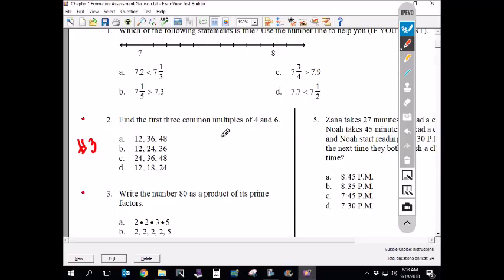It says find the first 3 common multiples of 4 and 6. Now, you could have done this a couple different ways. You could have listed out all the multiples of 4 and 6. That's one way you could have done it. So remember, multiples are getting bigger. So that would be 4, 8, 12, 16, 20, 24, ... Okay, 6, 12, 18, 24, ... I'm going to stop there.